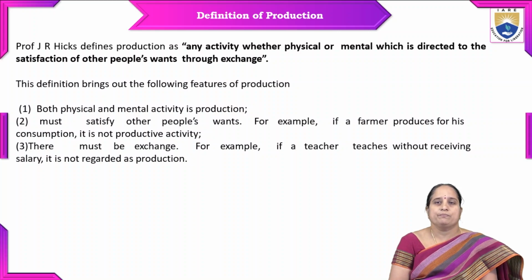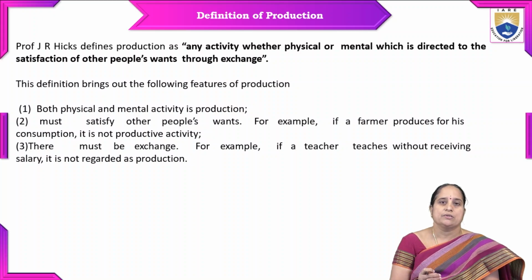Then coming to the definition of production. Professor J.R. Hicks defined production as any activity, whether physical or mental, which is directed to the satisfaction of other people's wants through exchange. So this definition brings out the following features of production. The first one is that production involves both physical and mental activity, and it must satisfy other people's wants.